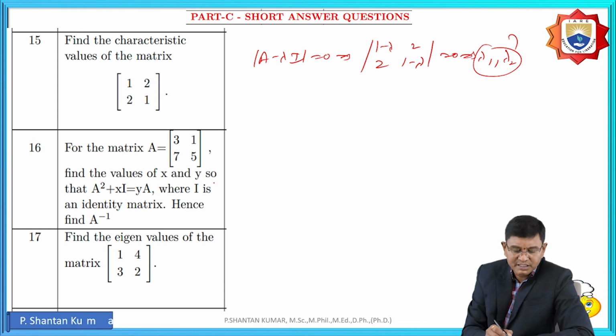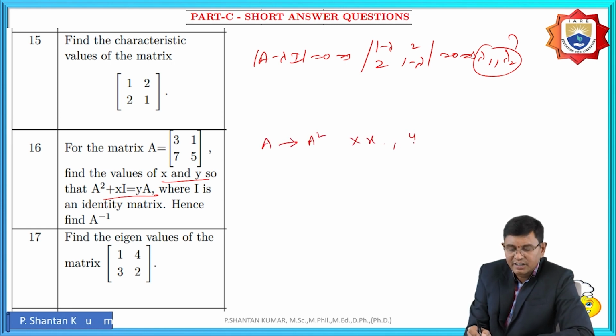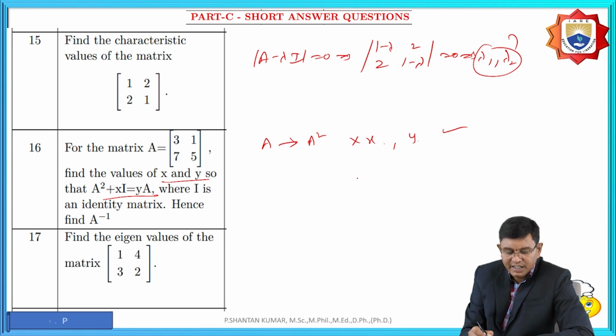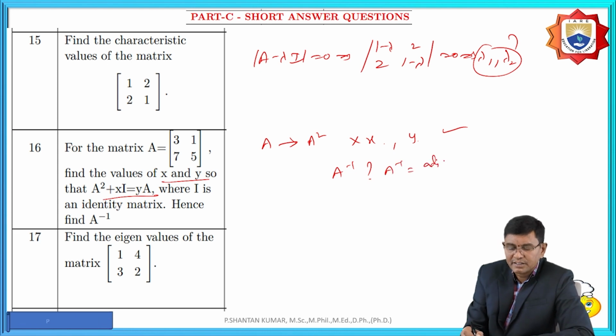And here also for the matrix A and also X, find A given, and from A to A square we need to find the multiplication with X and again Y, then find the solutions. And hence find A inverse also. A inverse is nothing but adjoint of A by determinant of A, under the condition.